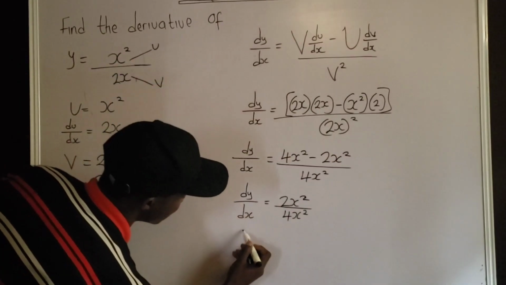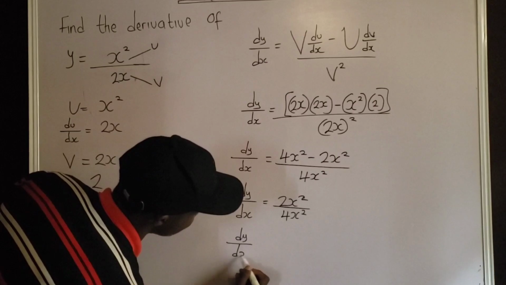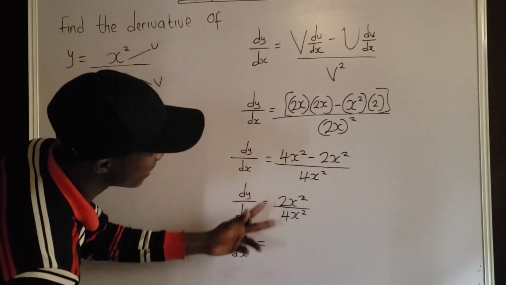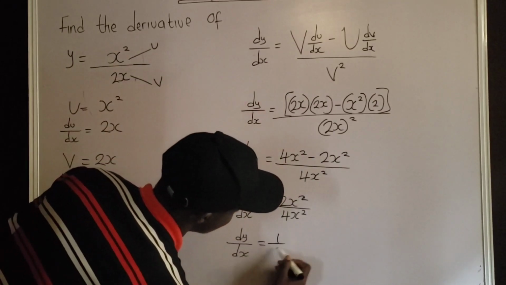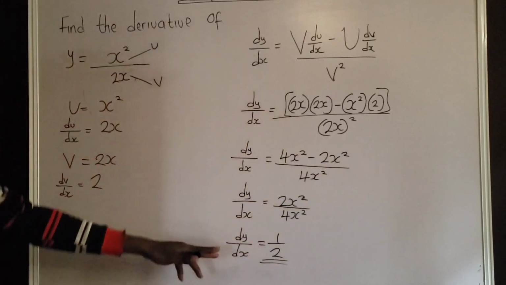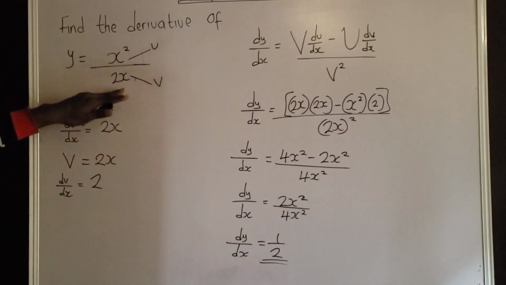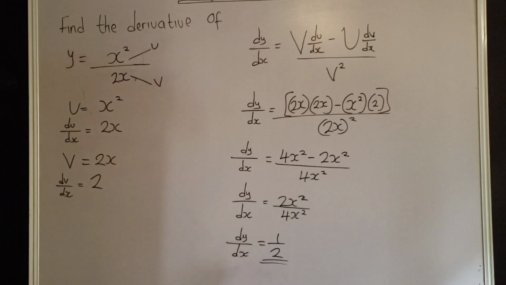So from this point, I can say that dy over dx is equal to 2x squared divided by 4x squared. That is 1 over 2. So the derivative of y is equal to x squared all over 2x squared, which is 1 over 2. Thank you very much.